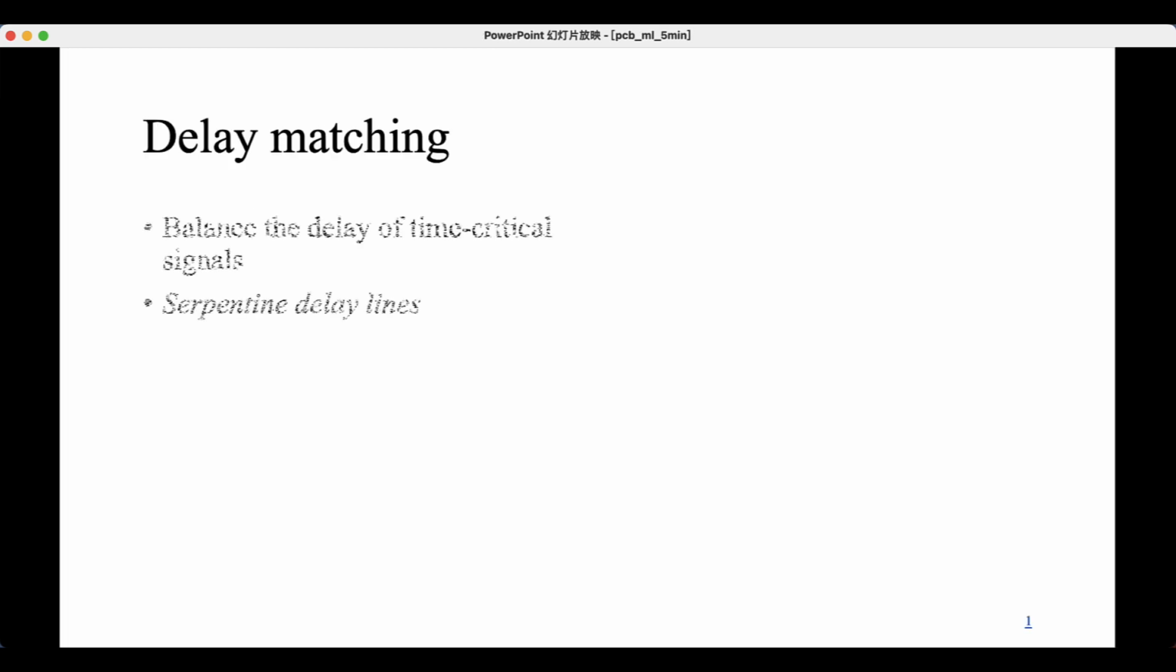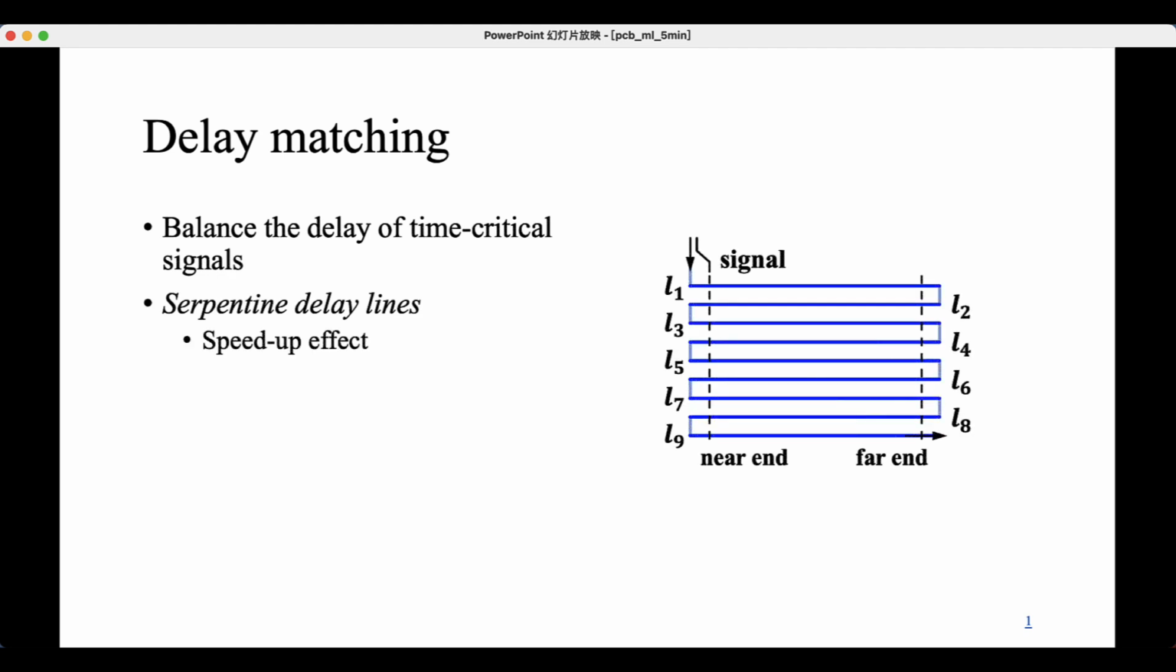Adding serpentine delay lines is the common delay matching technique to balance the delays of time-critical signals. Serpentine topology, however, can induce simultaneous accumulation of the crosstalk noise, resulting in speed-up effects. The state-of-the-art approach enlarges the wire separation to alleviate the crosstalk.